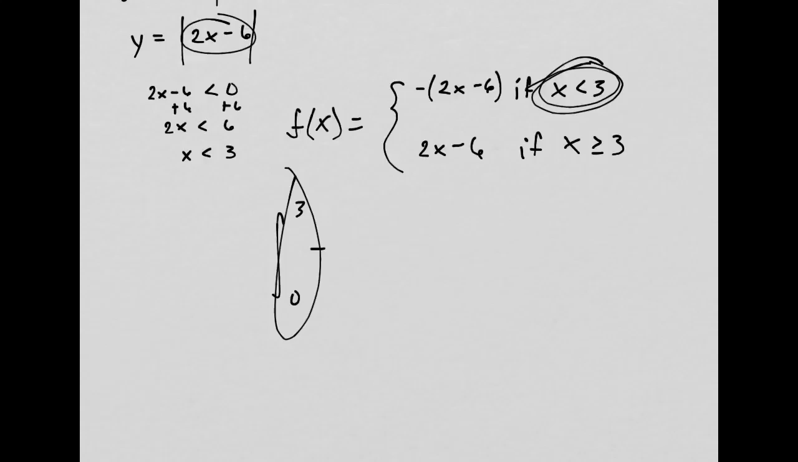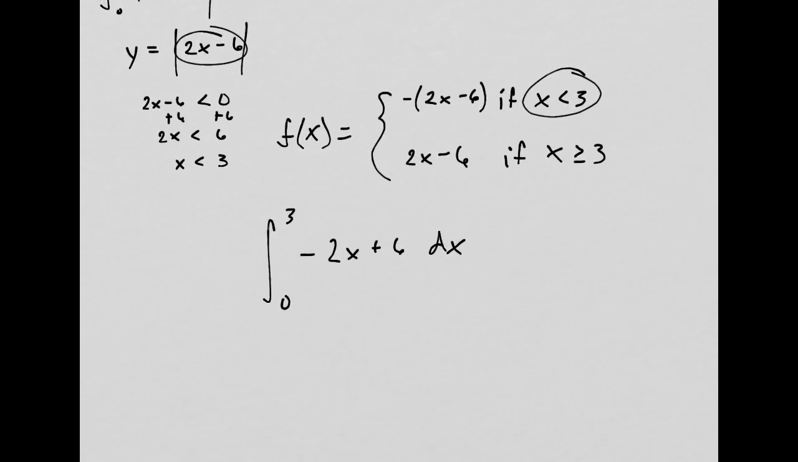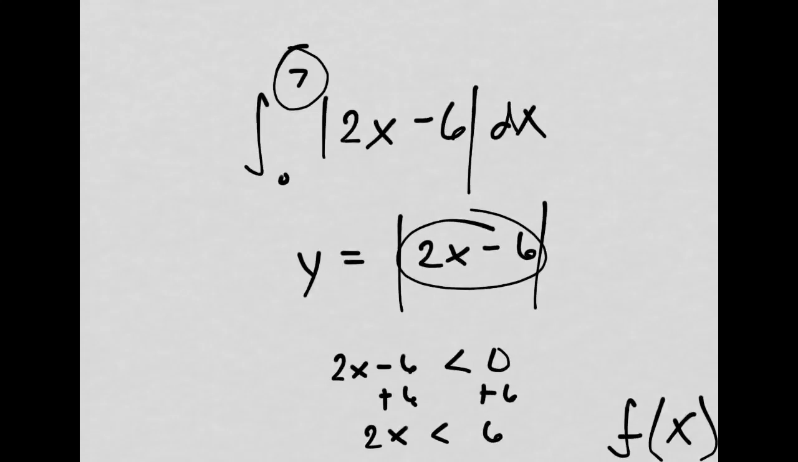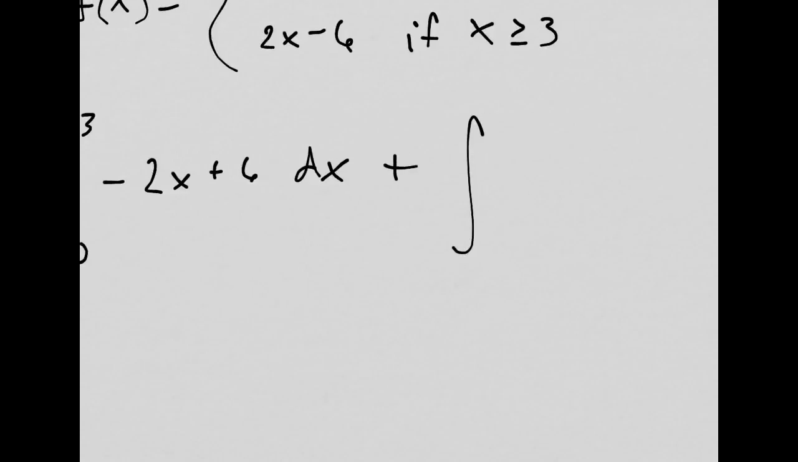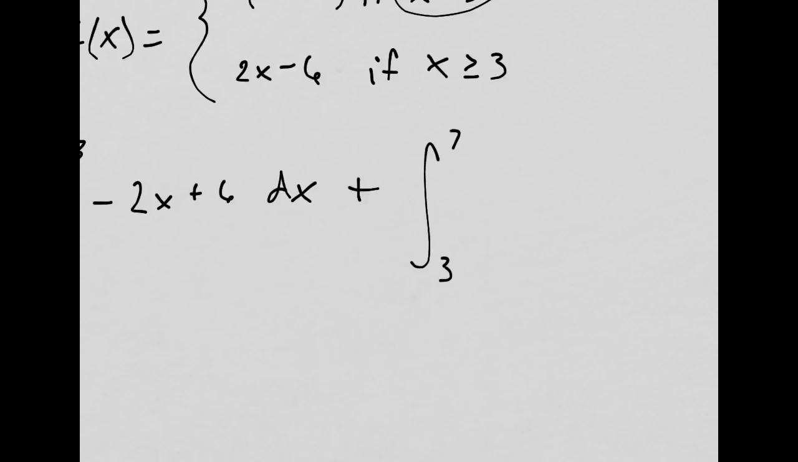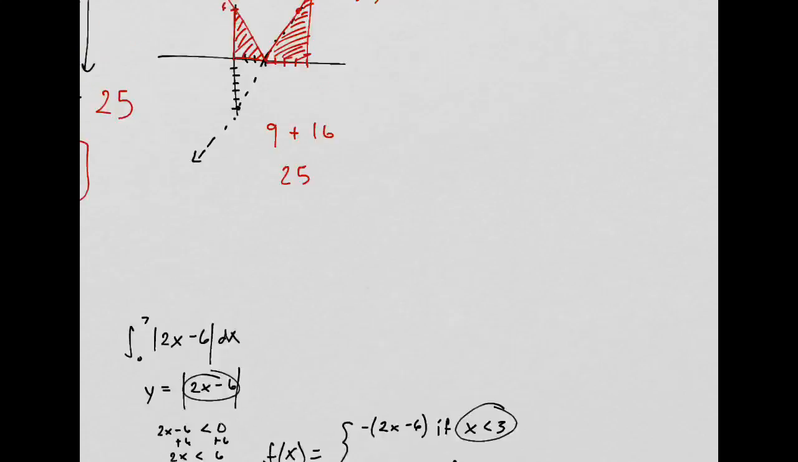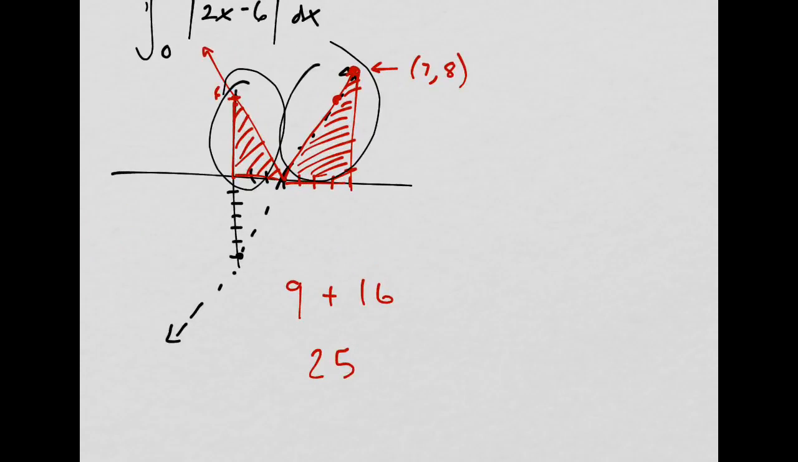Yeah? I showed you this before. So we have that plus the integral from what? Well, we end at 7. Oh, my bad. Sorry, 3 to 7. 3 to 7. And that's just regular 2x minus 6. These integrals calculate exactly these areas.